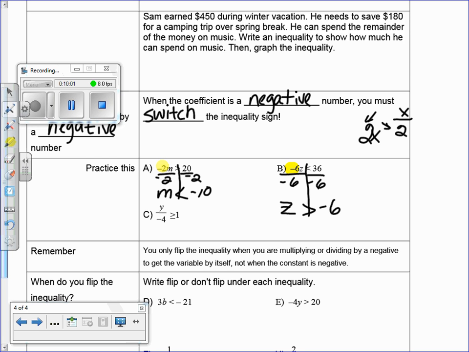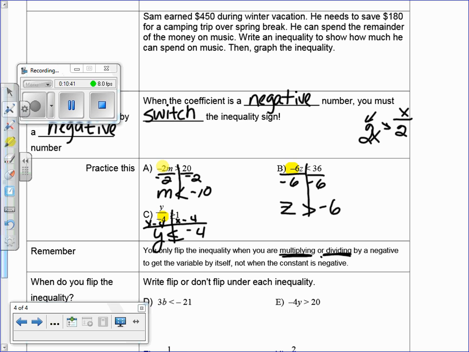Finally, I have y divided by negative 4. Okay, so I'm going to draw that line. That coefficient is negative, so it's going to switch to a less than or equal to. Highlight that negative 4. I'm going to multiply by negative 4. All right, and so I have y less than or equal to negative 4, because 1 times negative 4 is negative 4.